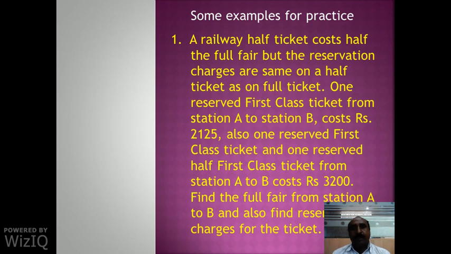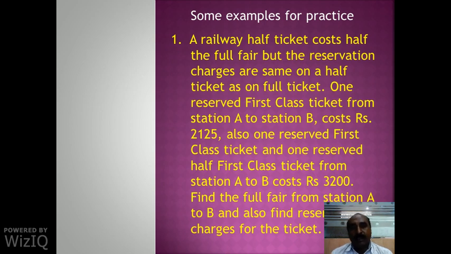Here, to solve this example, this is an example related to real life. Let's consider the cost for full fare be rupees x and the reservation charges be rupees y. In the first condition, it is given that one passenger reserved a first class ticket from station A to B. That means the charges are the full fare of rupees x plus reservation charges y, because he reserved that ticket. That means the first equation becomes x plus y is equal to rupees 2125.